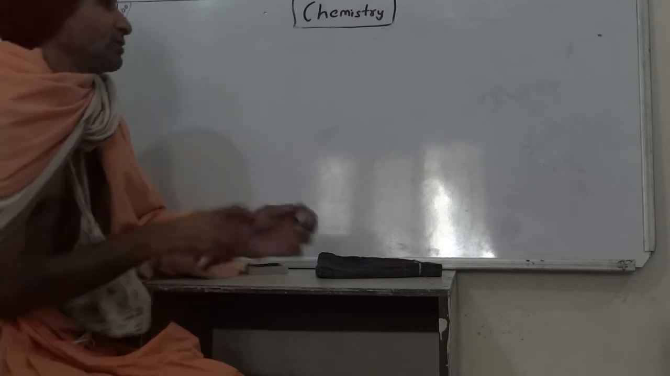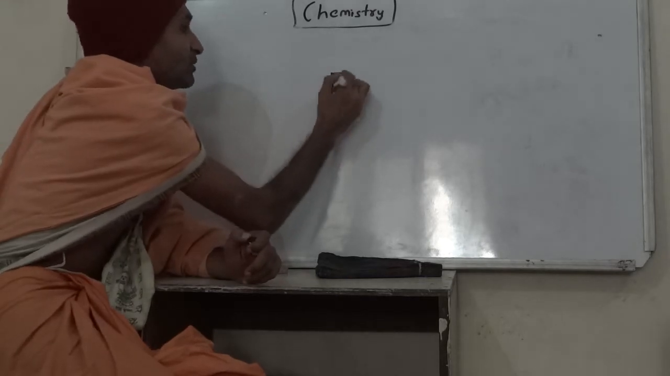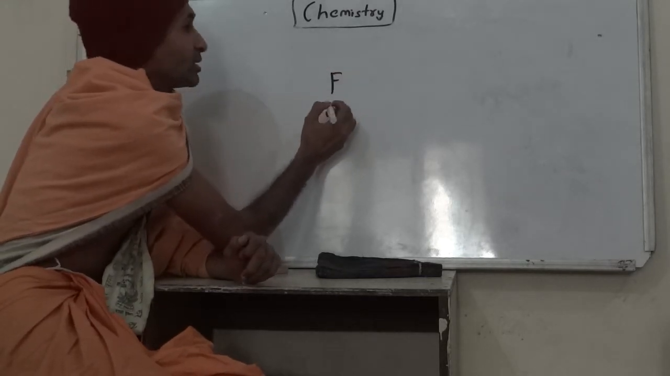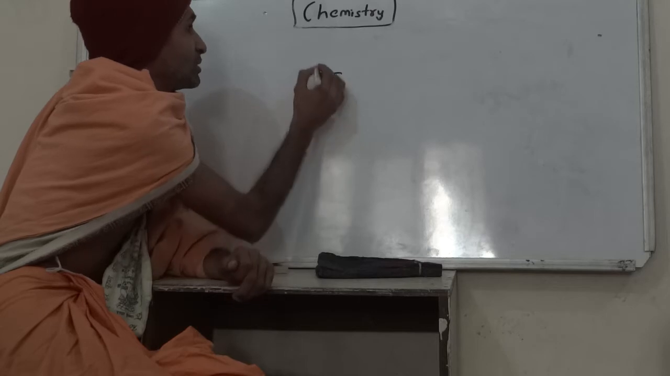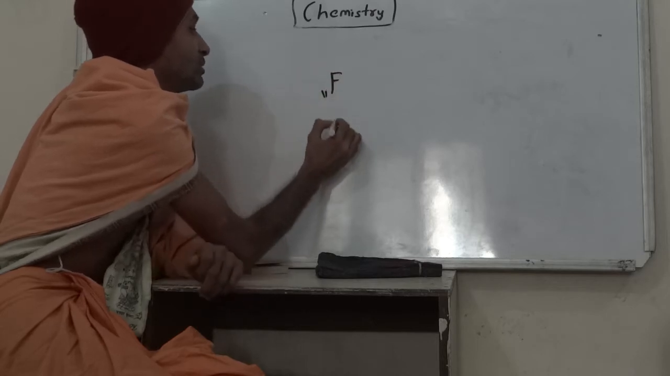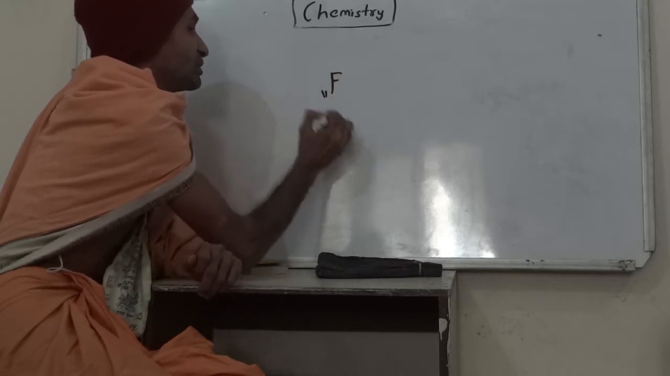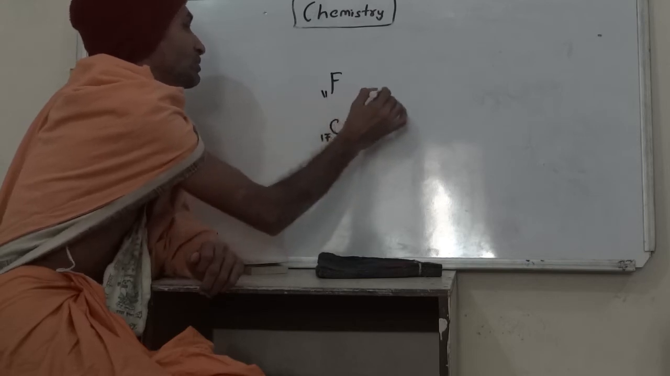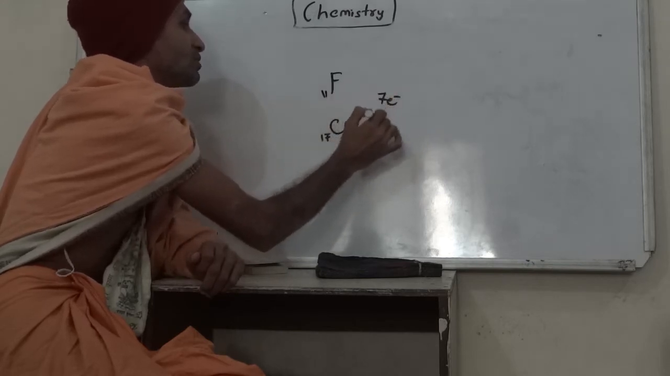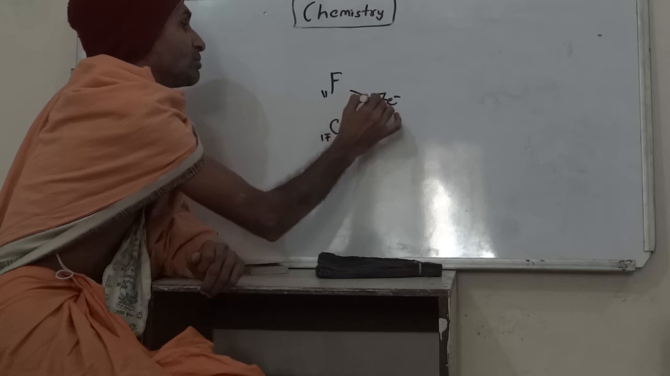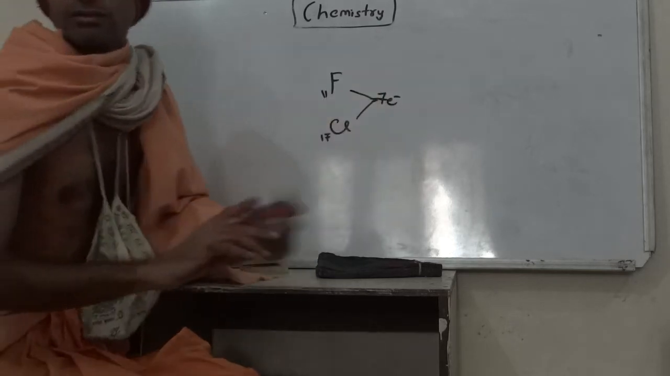Say fluorine, it is denoted by F. Its atomic number is 9. While chlorine, atomic number is 17. Both will have 7 electrons in the valence orbit. Correct?